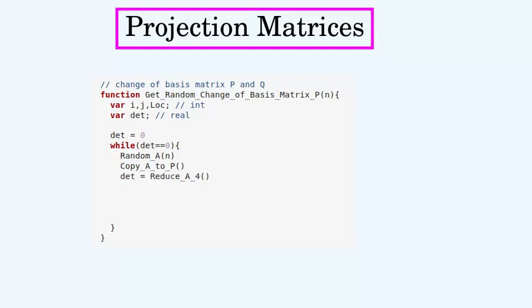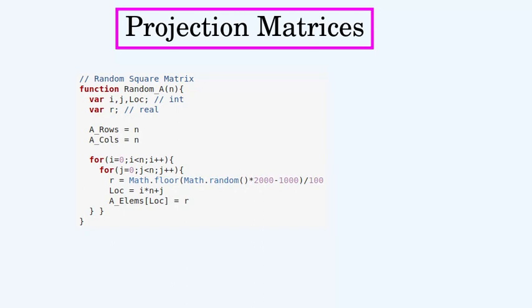We'll perform the reducing function on A so as to get it into reduced row echelon form. This will also give us the determinant and its inverse if it has one. We'll check that the determinant isn't too small. If it is, then we'll set it to 0 so as to get another random matrix. And if the determinant isn't 0, then the inverse matrix exists and we'll copy it to Q. We'll repeat this loop if the determinant was 0.